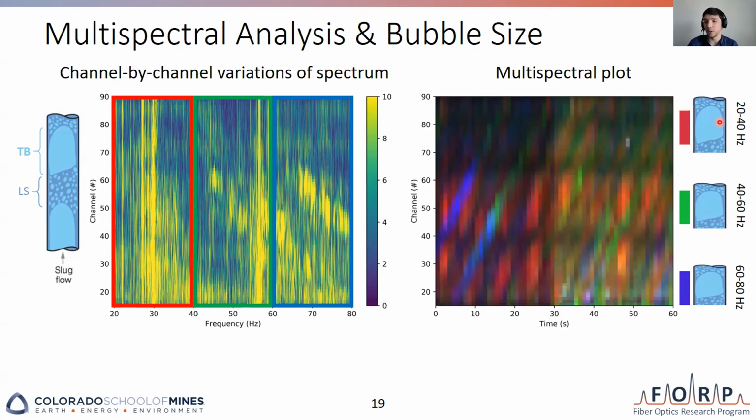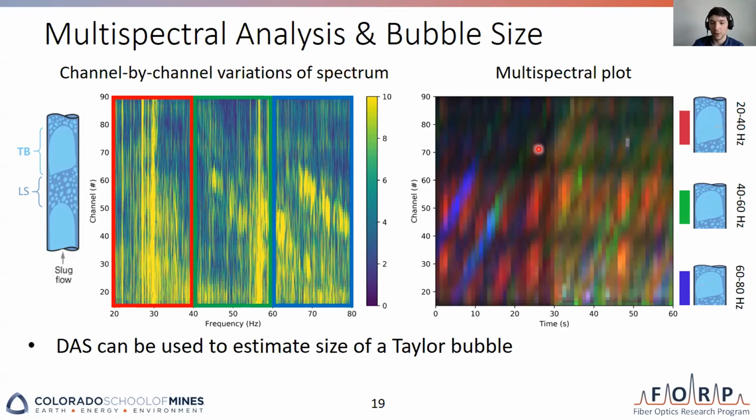And that's what we see in this data. Initially it was blue, and after that it becomes green. And you have multiple features like that. So that can be used to estimate the size of this Taylor bubble in this slug flow.